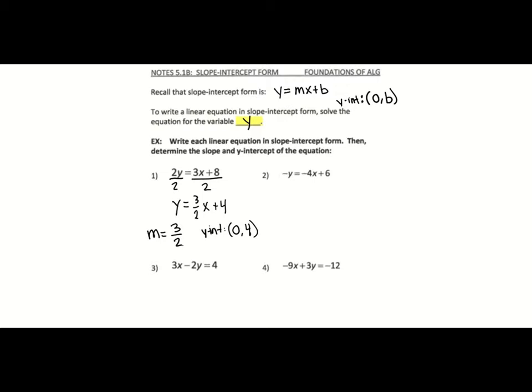Let's look at number 2. Number 2 is close, y is almost by itself, but it's got that negative sign out front. So right now it says negative 1 times y. So if I want to get rid of that negative 1, I'm going to divide by negative 1 on both sides. So I'm left with y over here, which is what I wanted. Negative 4 divided by 1 is 4. Now I can't forget that x. And then 6 divided by negative 1 is a negative 6. So that is my equation for number 2. Now I can easily see what my slope and my y-intercept are. My slope is 4. My y-intercept is (0, negative 6).